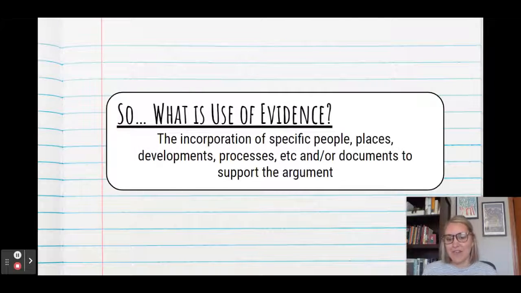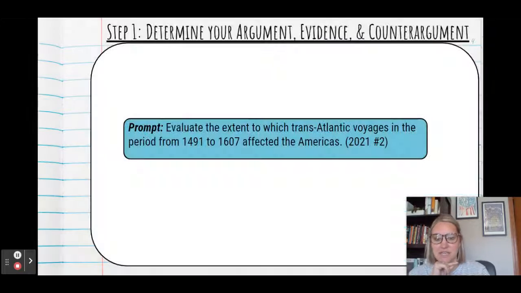So what is the use of evidence? The incorporation of specific people, places, developments, processes, etc., and or documents to support your argument. So this is the prompt we're going to continue to go through. We want to evaluate the extent to which transatlantic voyages in the period from 1491 to 1607 affected the Americas. This comes from the APUSH prompts in 2021. However, this is a concept that is used in all 3 of the AP histories.